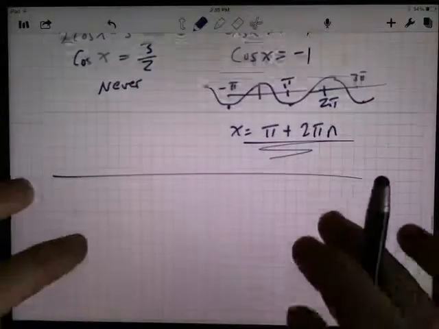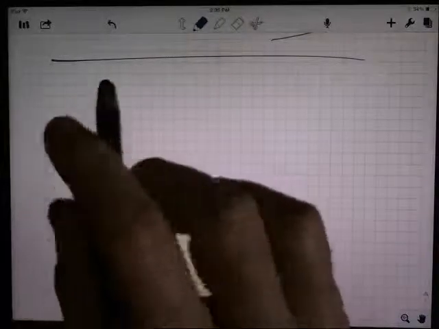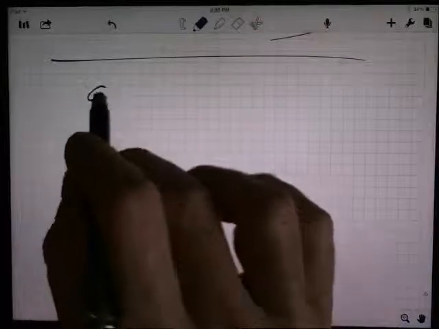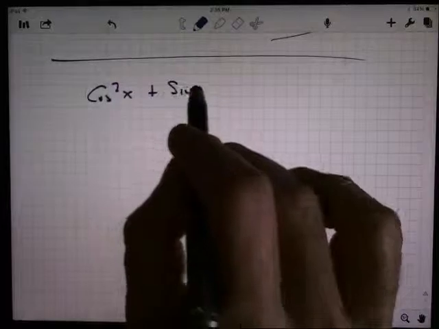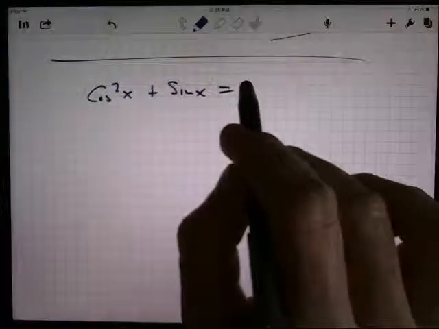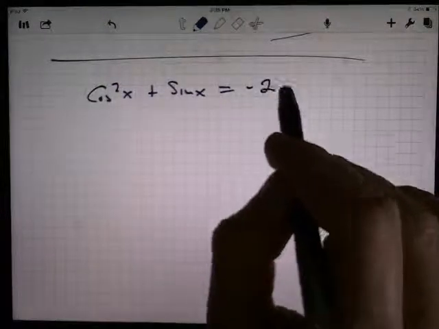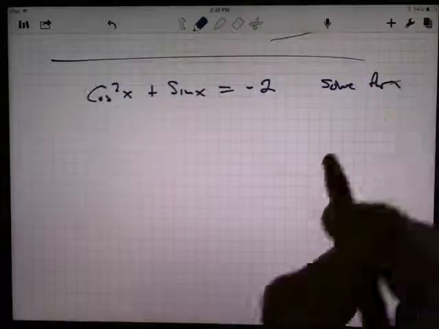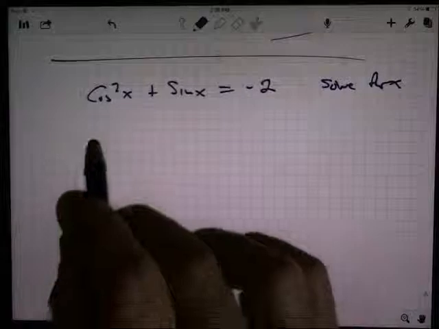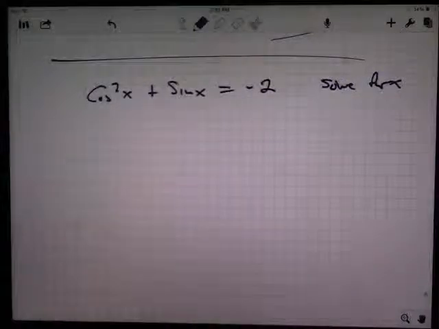One more that I want to do here. I want the cosine squared of x plus the sine of x to equal negative 2. Solve for x. Well, this one is a little different in that it's got both sines and cosines in it.